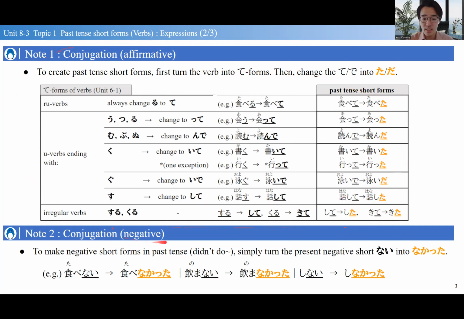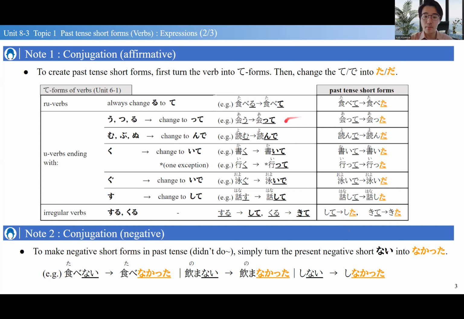And for how to make the negative past tense short forms, as in did not do something, this is easier if you remember the negative short forms, like the nai form, 食べない, 飲まない, しない. Those are negative short forms in present tense. You just have to conjugate the final nai into nakatta. So 食べない, that's don't eat. 食べなかった, did not eat. 飲まない, 飲まなかった, did not drink. しない, しなかった, did not do.